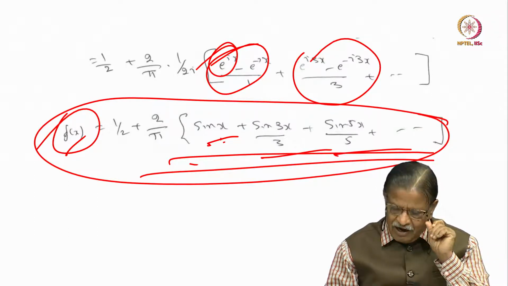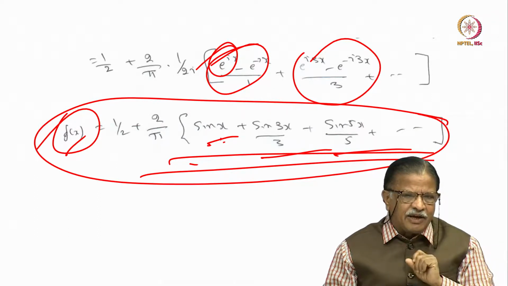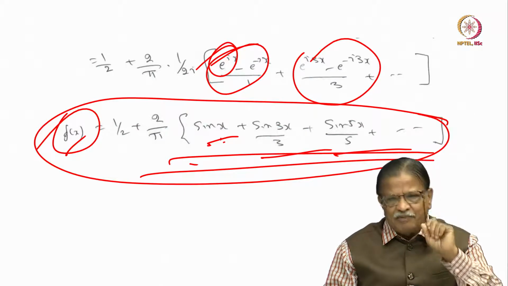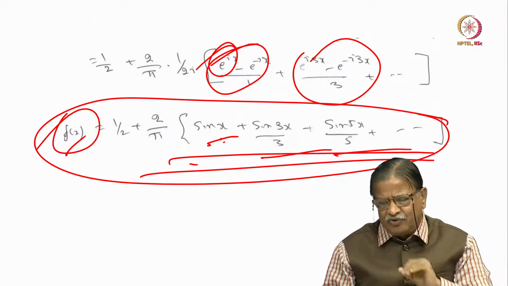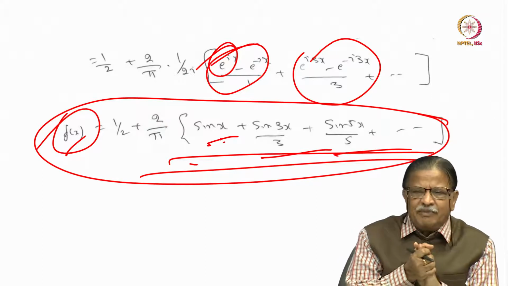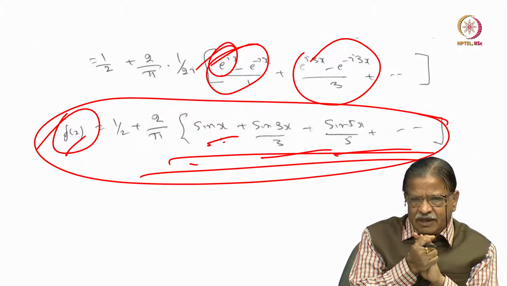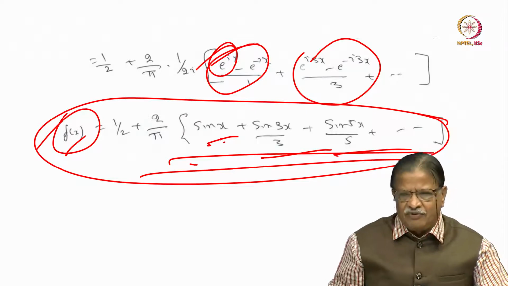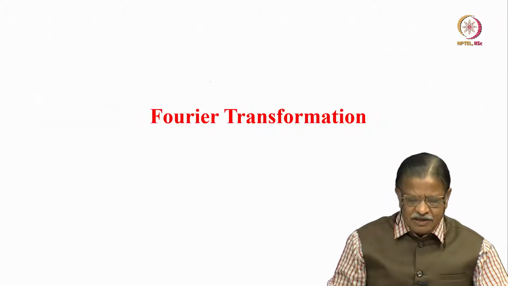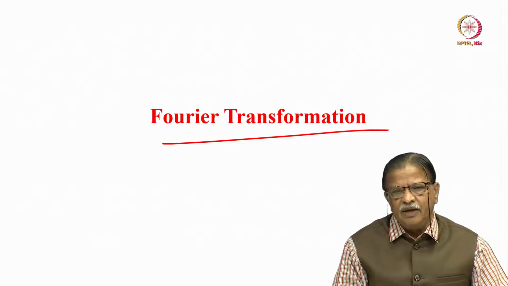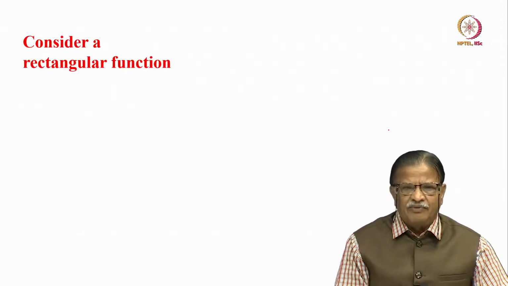If a function is non-periodic also, we can somehow do a mathematical operation and get a continuous function, and this we call a Fourier transformation, a mathematical operation which I am going to discuss now. See the Fourier transformation, what we are going to do.